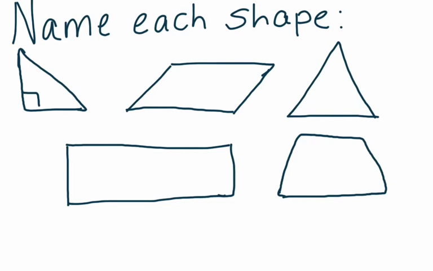Okay, so this first one where you have this little box right here is what? Does anyone know what kind of shape that is? So this one is a right triangle, meaning that it has one right angle of 90 degrees right here.